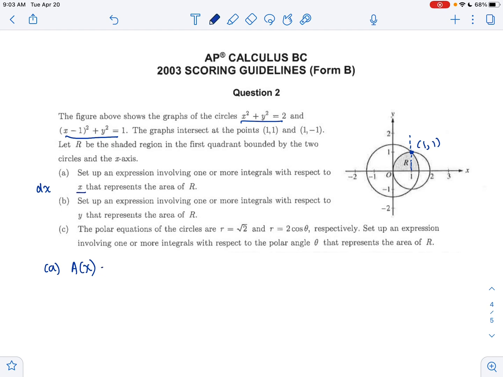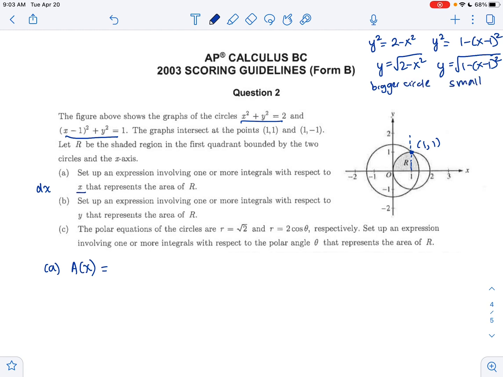So first, if we need the area with respect to x, we need the equation solved for y so that it's isolated. So y squared equals 2 minus x squared. y equals the square root of 2 minus x squared. And then go ahead and do the same thing on the other equation. The x squared plus y squared equals 2 is the one centered at the origin, and that's the bigger circle. So I'm going to write here, this is the bigger circle, this is the smaller circle.